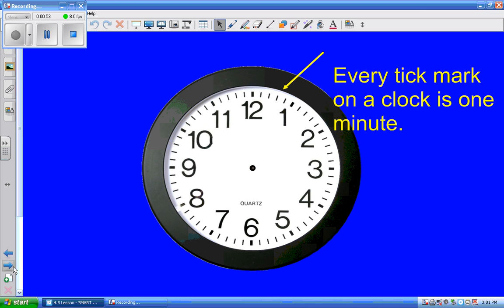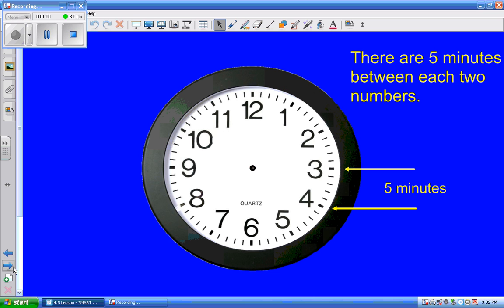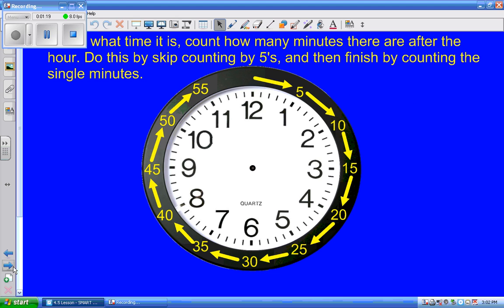Every tick mark on the clock is 1 minute. You can see the arrow there pointing to one of the little tick marks. So if you take a look, you see where the 3 is, and where the 4 is. There are 5 individual little tick spaces, isn't there? That means for the big hand to move from the 3 to the 4, it's going to go 5 of those tick marks. That means it's going to take 5 minutes.